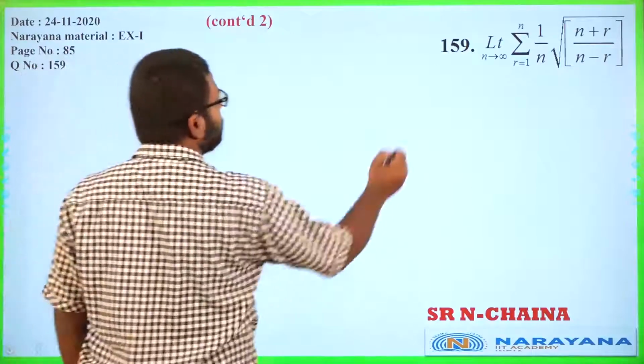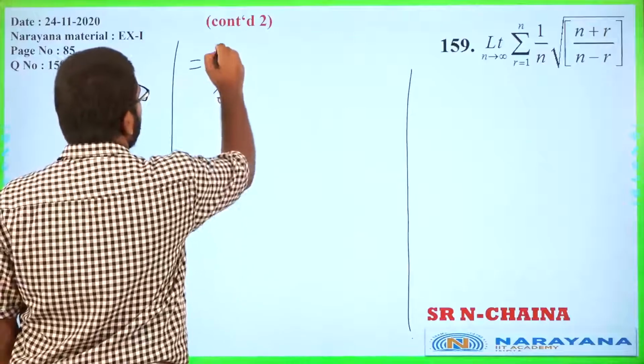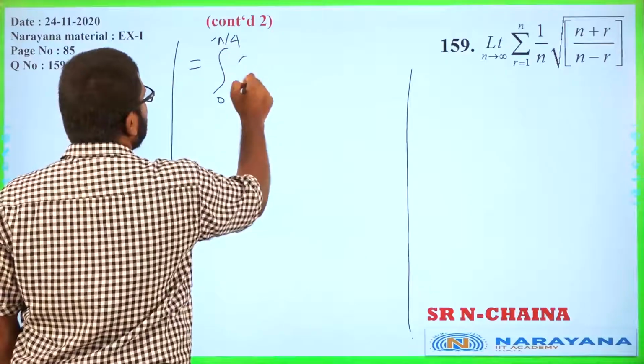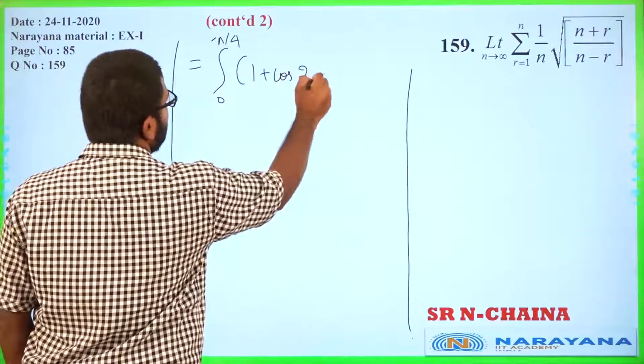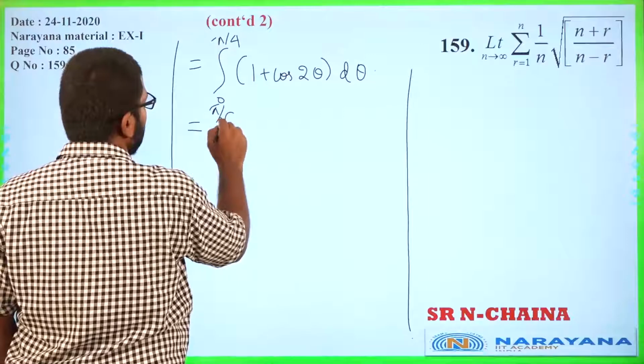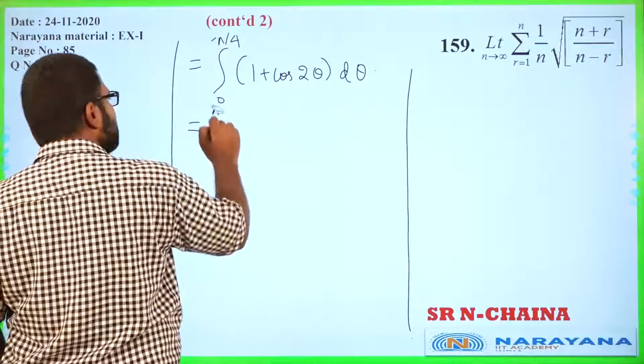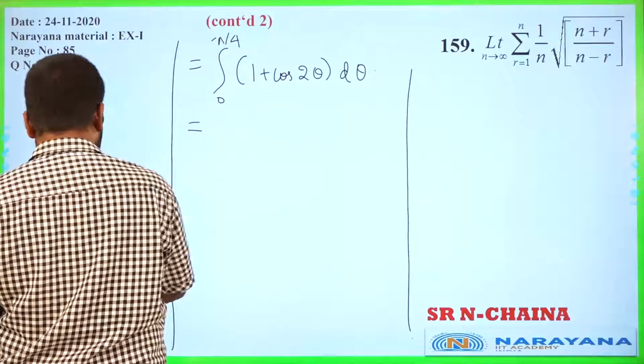1 plus cos 2 theta. Okay, so this is equal to the integral from 0 to pi by 4 of 2 cos square theta, which is 1 plus cos 2 theta, d theta, right? Since you are comfortable with integration, you can just directly integrate this.